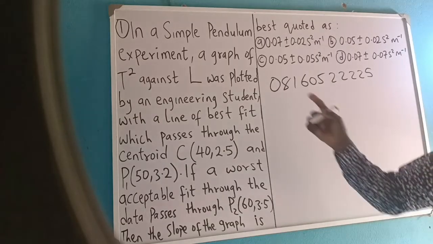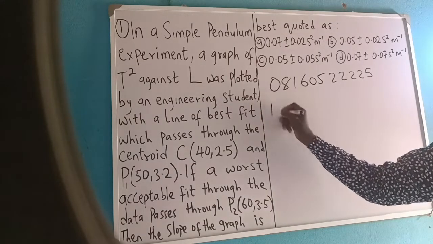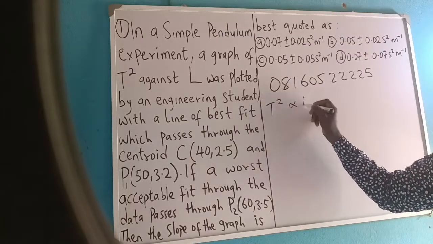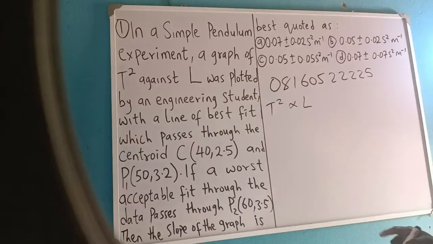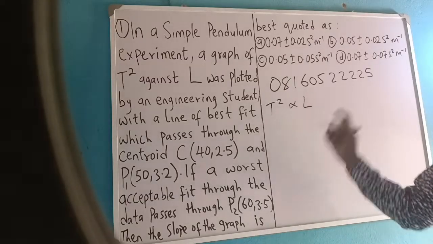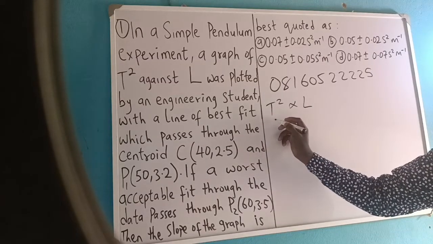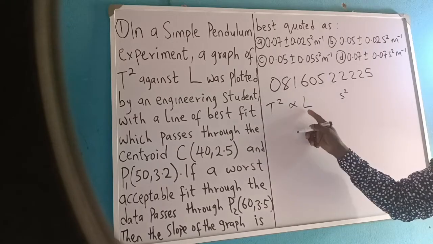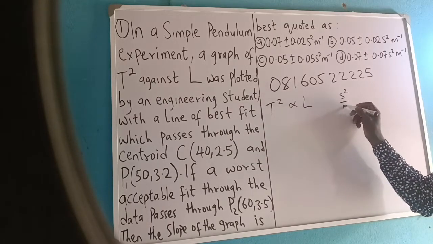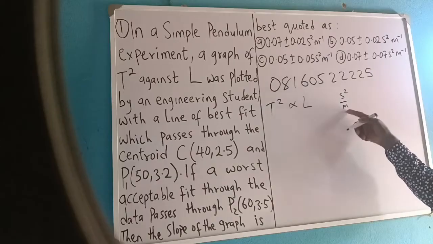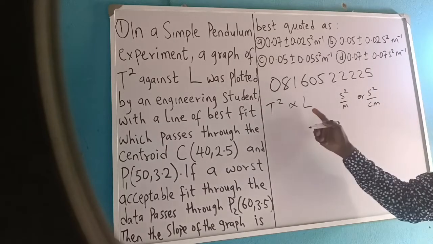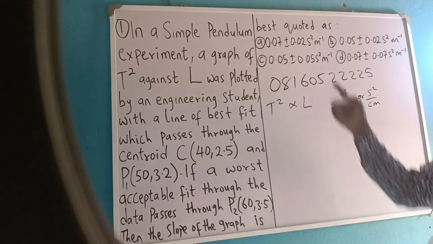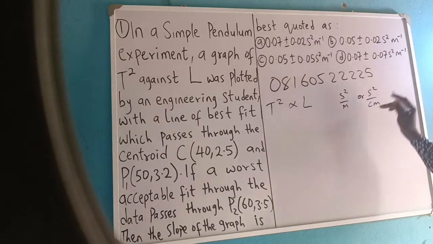Remember that when you have t squared against L, that means you are plotting the graph of t squared against L. That means the slope will be, what is the unit of this? Second square. What is the unit of this? Meter. So second square over meter, or second square over centimeter, depending on the unit of length. But since they are using meter, we are going by the first one.